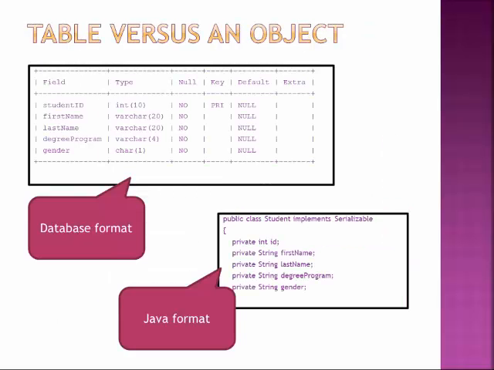But if we look at the two formats, fundamentally, we have this description of data in a database: student ID, first name, last name, degree program, gender. We have this description of data in an object: ID, first name, last name, degree program, gender. They're not exactly perfectly named the same, but they have a very similar format. They mean the same thing. They model the same thing. They have the same data that's going back and forth.